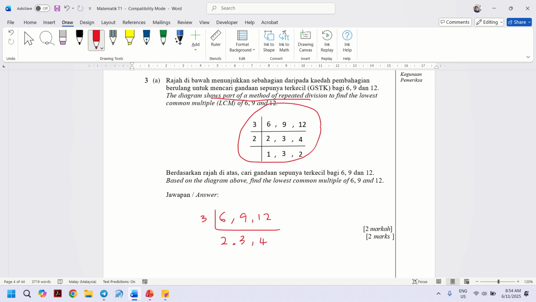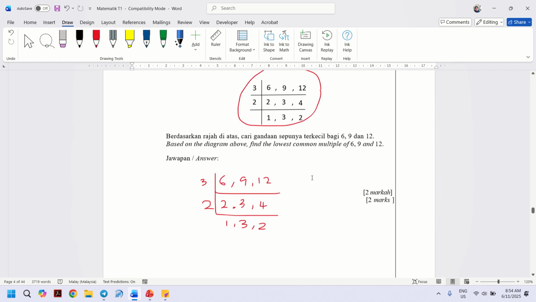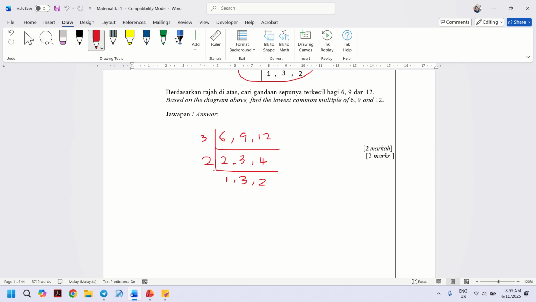The question also gives that if you divide by 2, 2 divided by 2 is 1. You cannot divide 3 by 2, so you just leave it as 3. 4 divided by 2 is 2. So how do you finish the calculation? You have to make sure that you get 1, 1, 1. So how to get 1 here? You divide by 3. 3 divided by 3 equals 1, and 2 cannot be divided by 3, so you just leave it as 2.